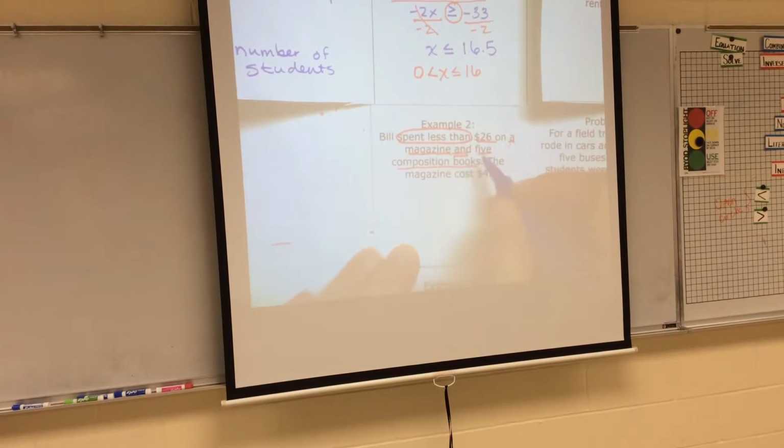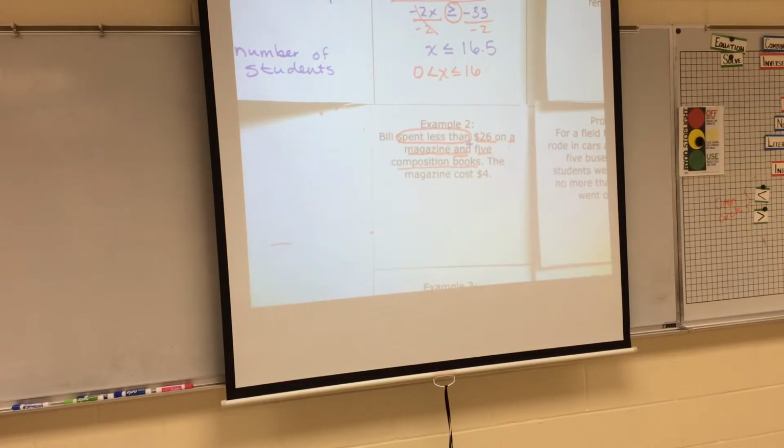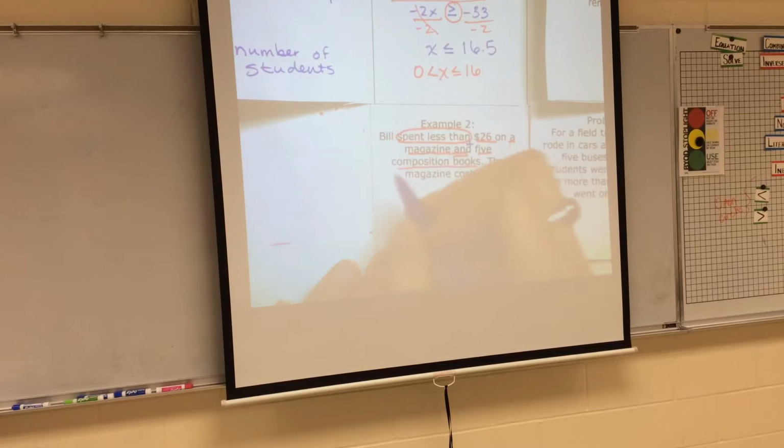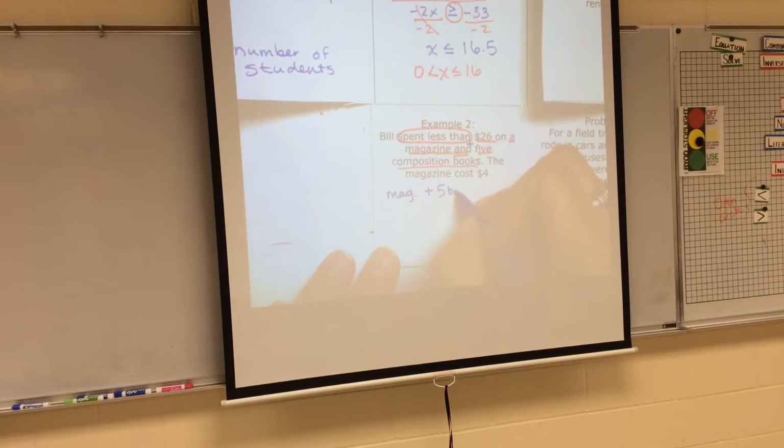What's the math word for and? Plus. You see what I'm saying now? That's all that looked like. What are you talking about? A math word. So we've got plus, minus, equals, multiply. Those are the math words I mean. All right, so here I could say a magazine, right? Can I abbreviate magazine? And 5 composition books.